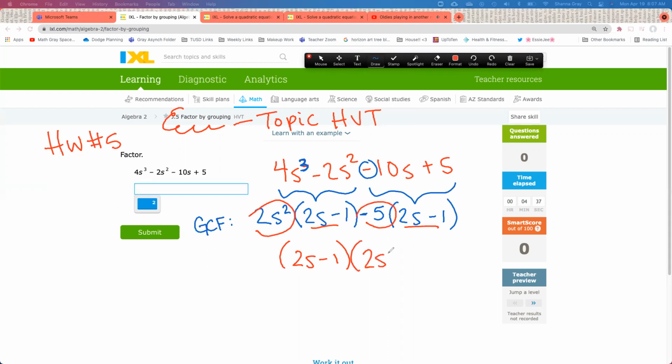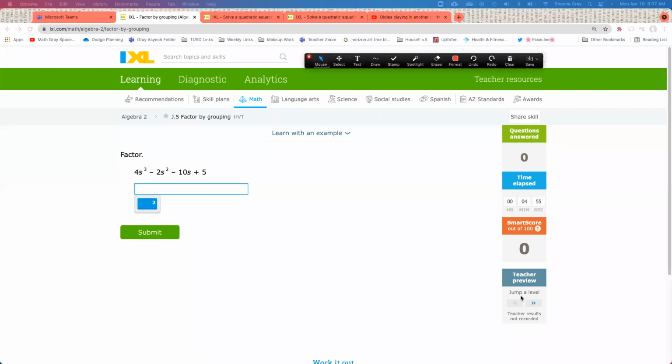Notice this is not a quadratic because it has a degree of 3. So this is just a polynomial that we're factoring by grouping, but it works the same way. It'll still be the same idea. So just a little bit of practice on that. Let's scoot it up to a higher level and see if we get a harder problem.